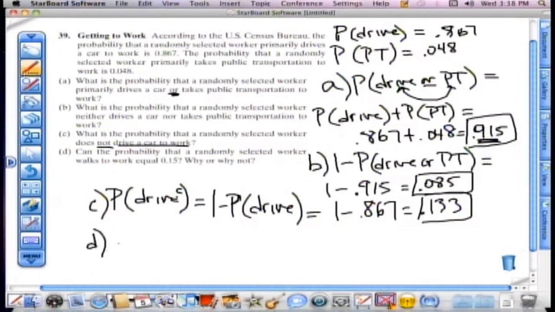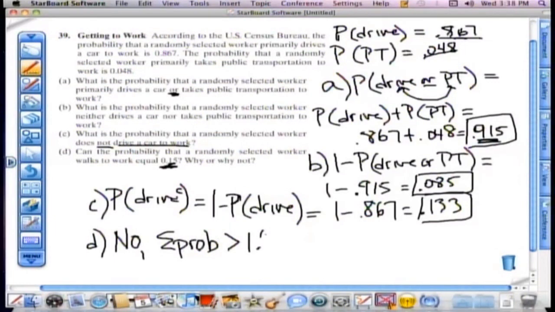So let's see. Can the probability that a randomly selected worker walks to work equal 0.15? Think about that a second. If they primarily walk to work, and added with those who primarily drive and take public transportation, wouldn't that be more than 1? So right away I'm going to say no, because the sum of the probabilities is already bigger than 1, and there's got to be other ways to get to work. And that can't happen.